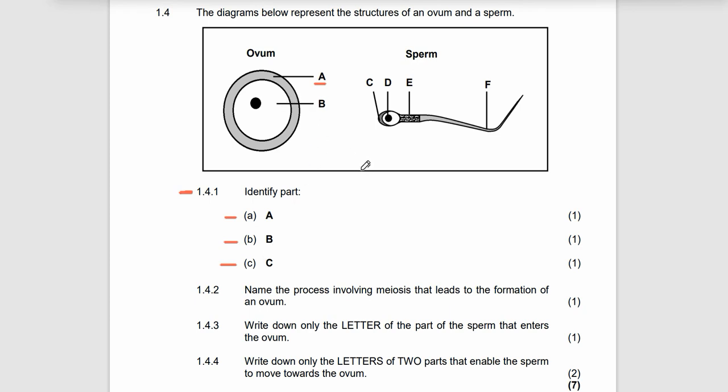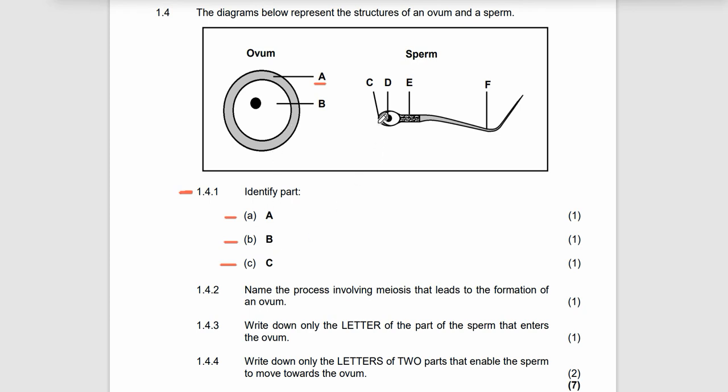B points inside the ovum. Inside the ovum, that large space there, we call that cytoplasm. The cytoplasm nourishes the ovum, it gives the ovum nutrients. So we have nutrients there to make our ovum stay healthy and to be ready for the fertilization process.